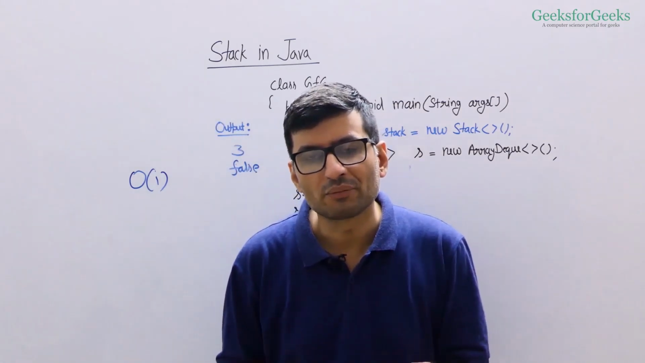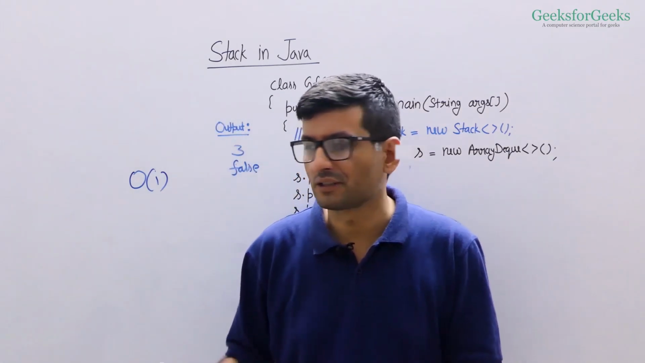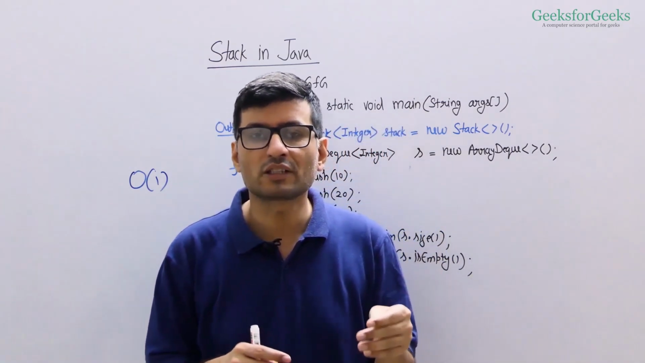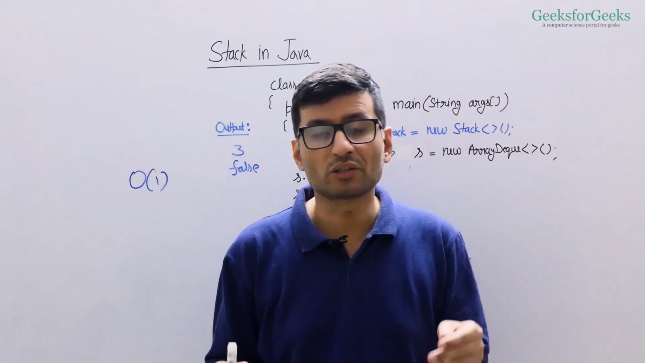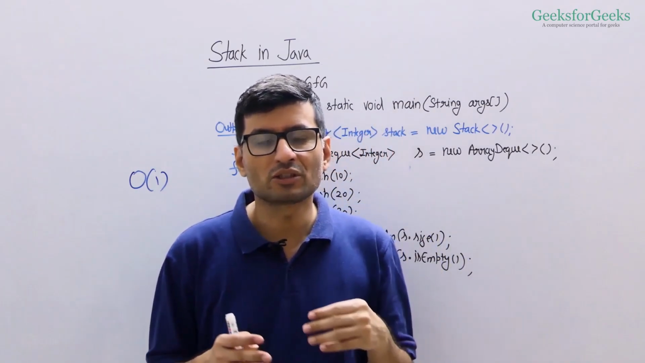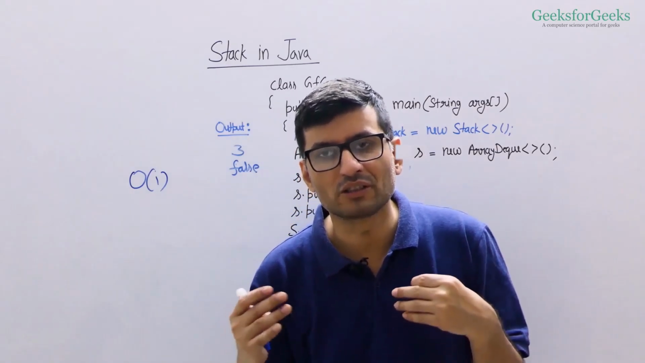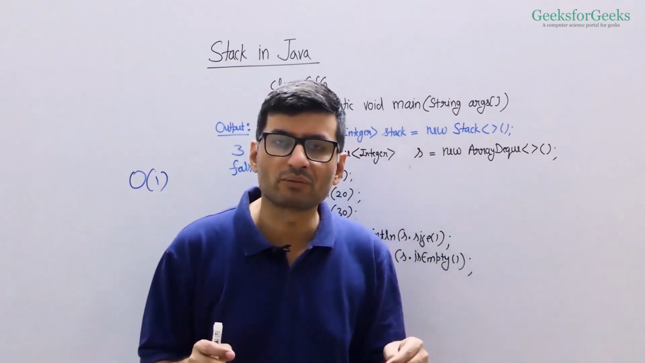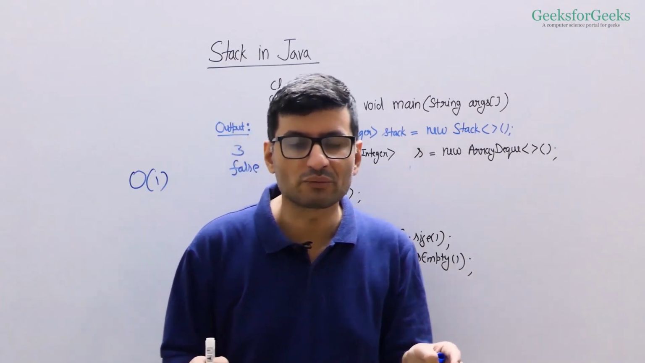Also, these are dynamic sized array implementations. So this big O of 1 for push and pop is amortized time complexity, not the worst case, because internally you are using a dynamic sized array. So there might be resizing when you are inserting or removing elements. So resizing might be involved, and big O of 1 is amortized time complexity.